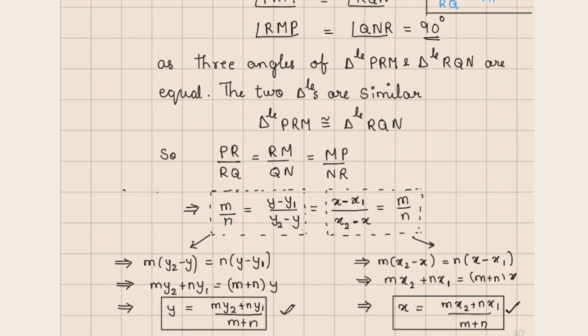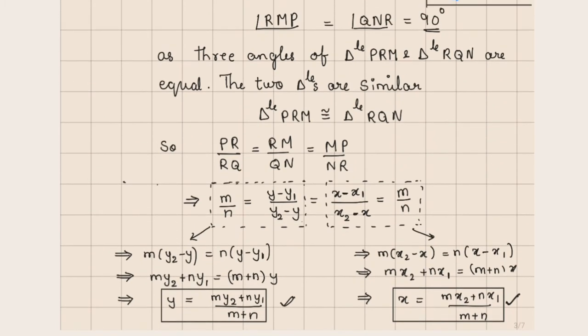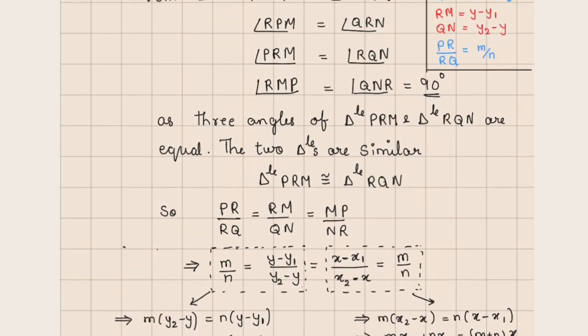So if you solve this, you get y equal to my2 plus ny1 by m plus n. You can take y2 minus y to that side and n to this side. So we get m into y2 minus y equal to n into y minus y1. So you get y equal to my2 plus ny1 by m plus n. Similarly, if you solve this, you get x equal to mx2 plus nx1 by m plus n. This is the section formula.